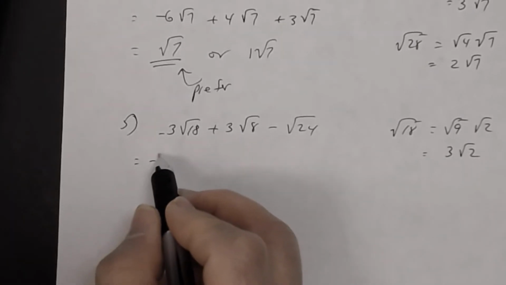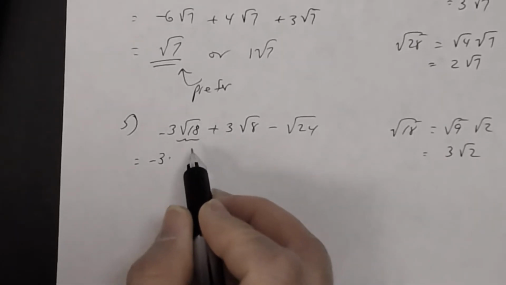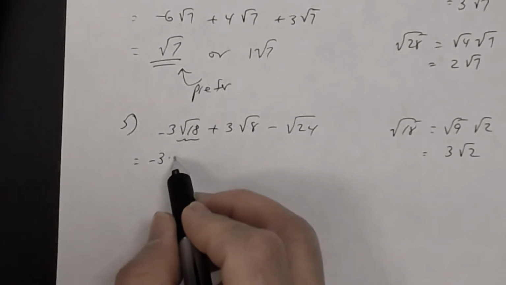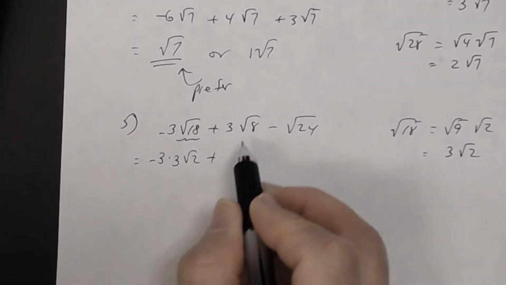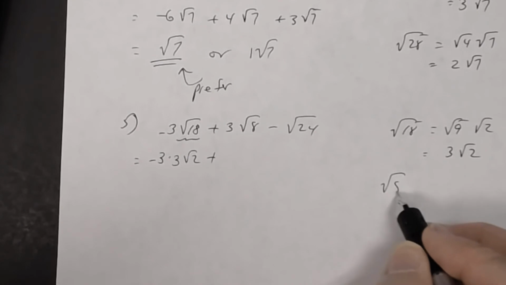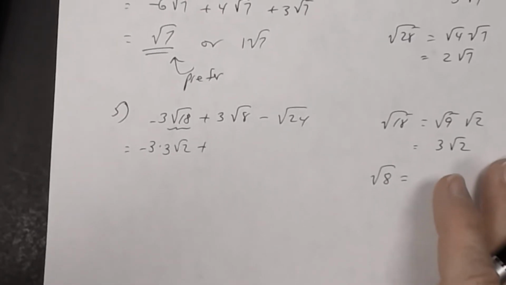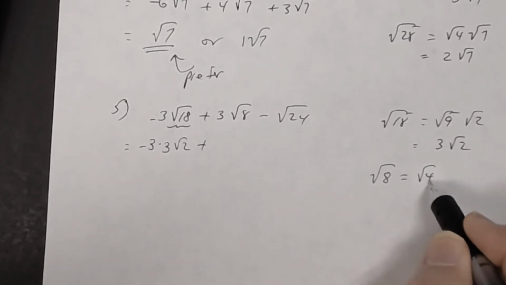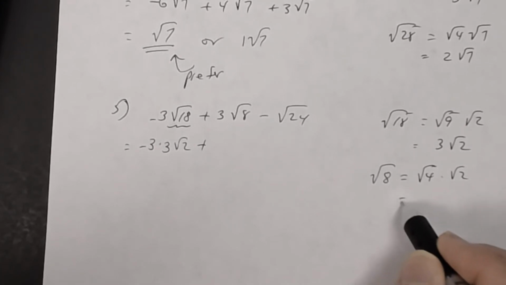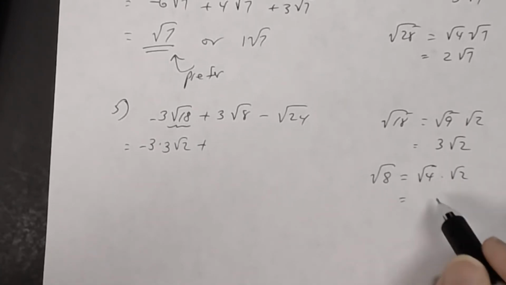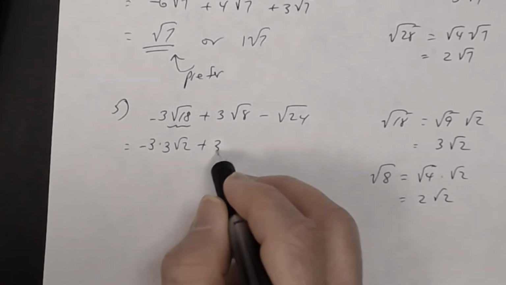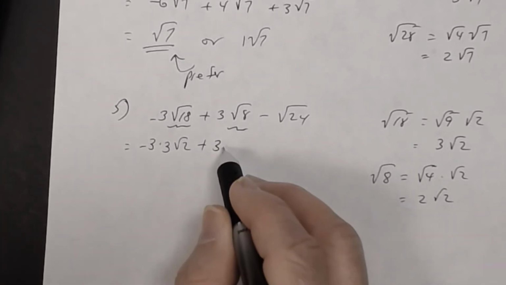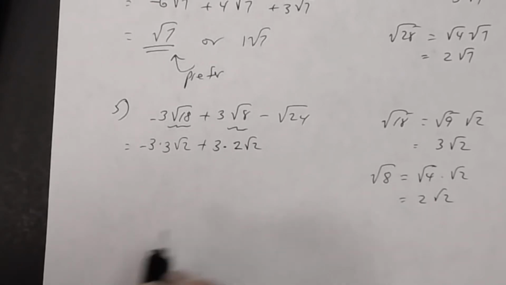So this becomes negative 3 times, and remember the square root of 18 simplifies to this, so that's 3 square root of 2 plus, now let's look at the square root of 8. What's the largest perfect square that goes into 8? Those are easy. 4. So square root of 4 times square root of 2. Because 4 times 2 is 8, right? So the square root of 4 is 2, so you get 2 square root of 2. So that's 3, and the square root of 8 is this. So 3 times 2 square root of 2.